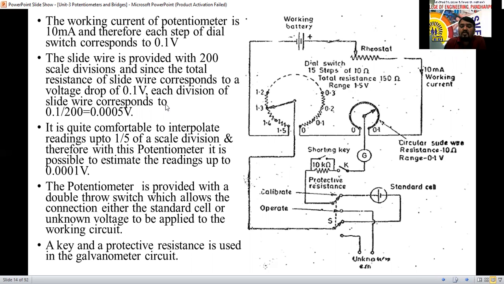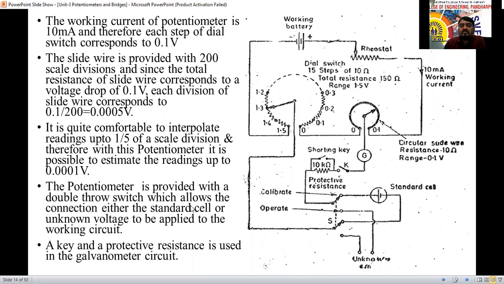0.0005 means 1/5 only, 1/5 of the scale division, and therefore with this potentiometer it is possible to estimate the readings up to 0.0001, that we can estimate here now.